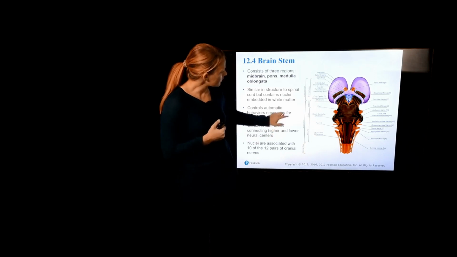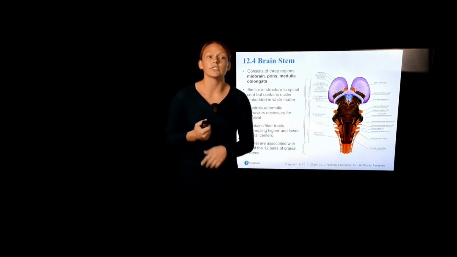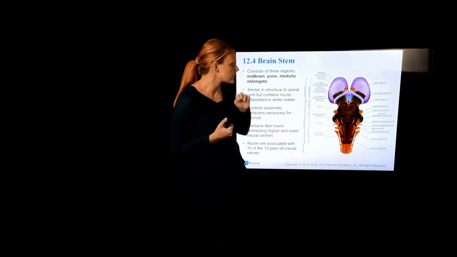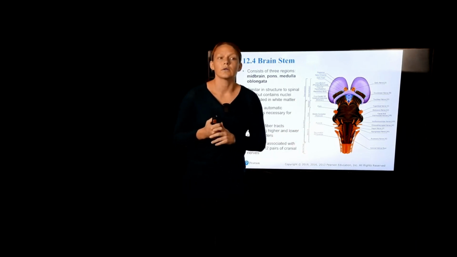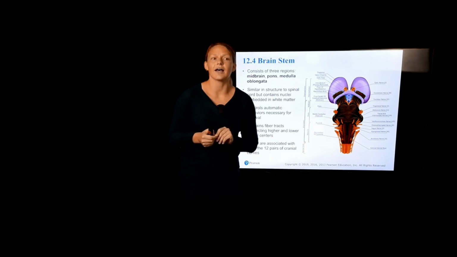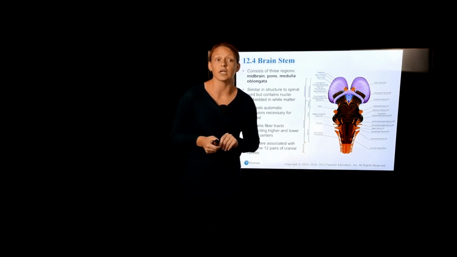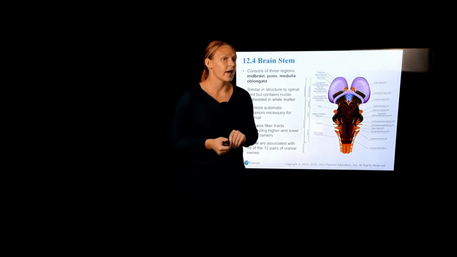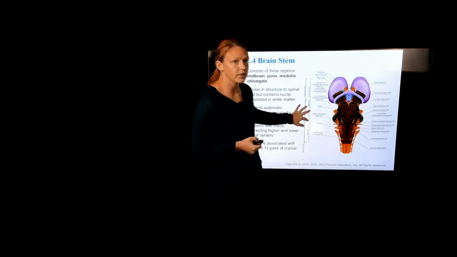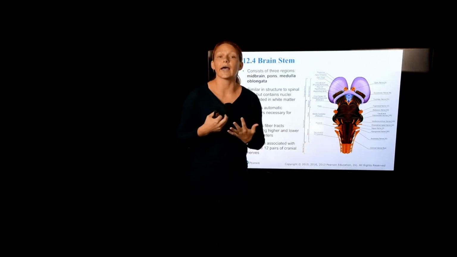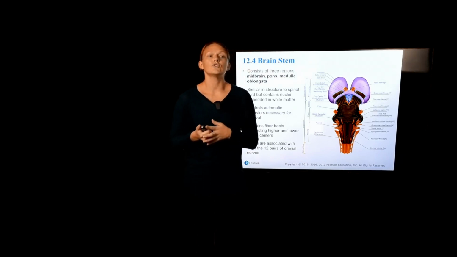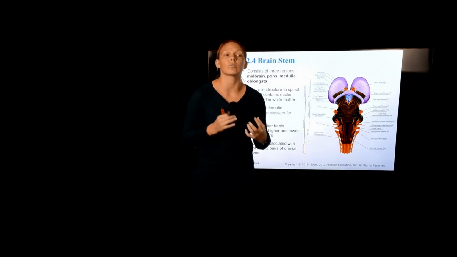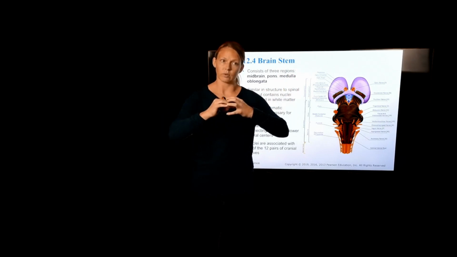So the midbrain, right up here, is going to be superior. It's going to have a superior and inferior colliculus, which we'll look at. And this is responsible for vision and hearing. Then the pons has nuclei that are responsible for controlling breathing. And then the medulla is going to allow the brain and the spinal cord to communicate with one another.